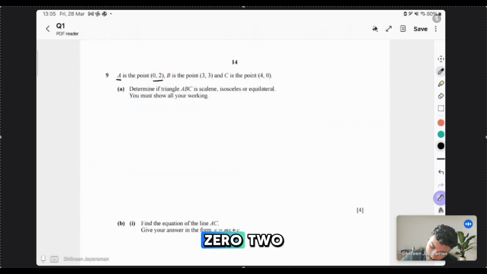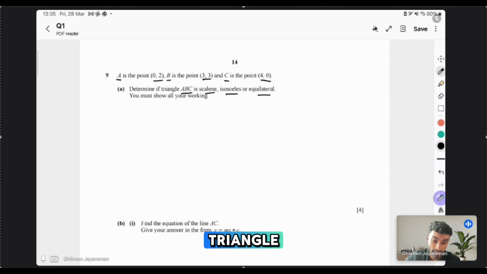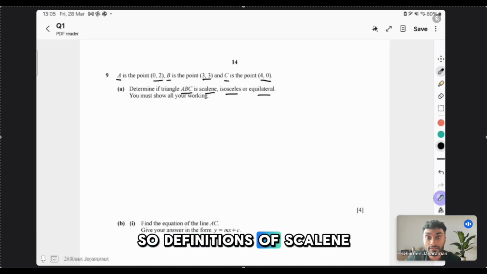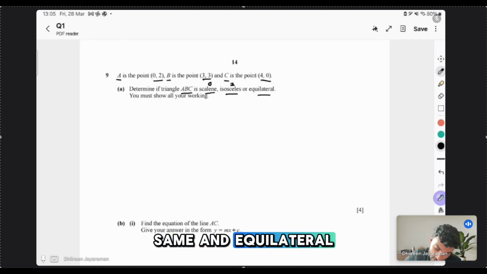A is (0, 2), B is (3, 3) and C is (4, 0). The question wants you to find out if this triangle ABC is a scalene, isosceles or an equilateral triangle. So definitions of scalene: all lengths are different. Isosceles: two lengths are the same, and equilateral: three lengths are the same.